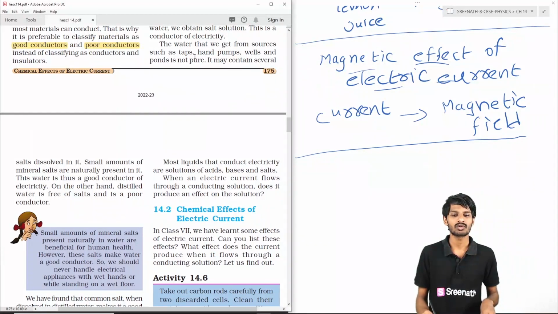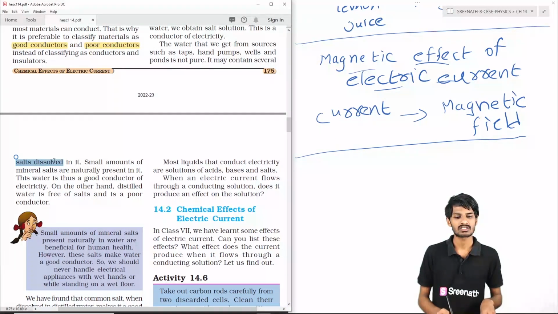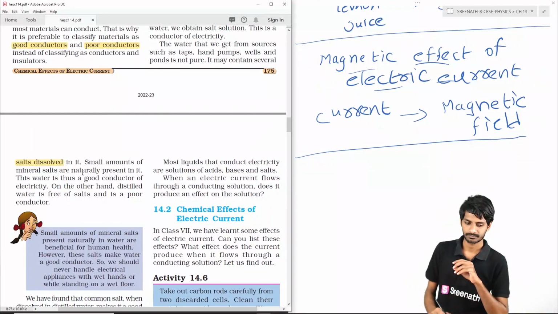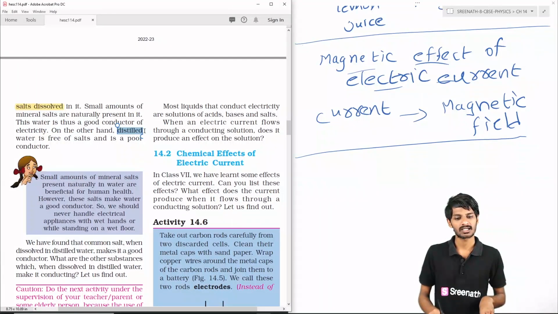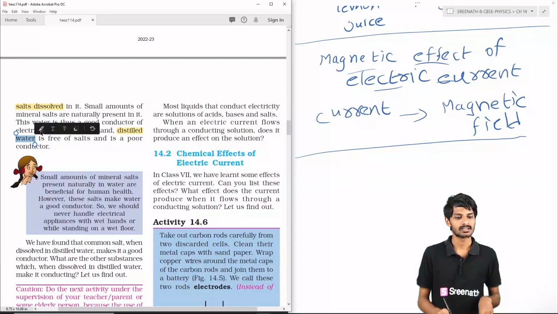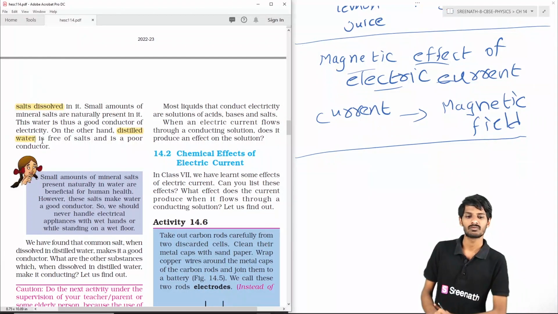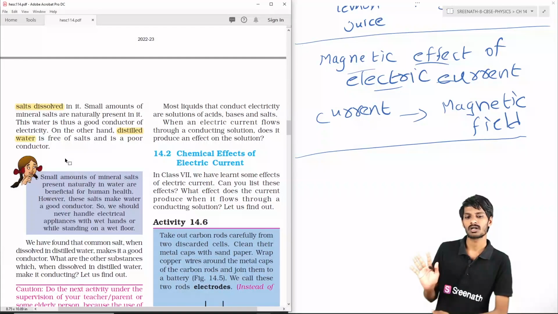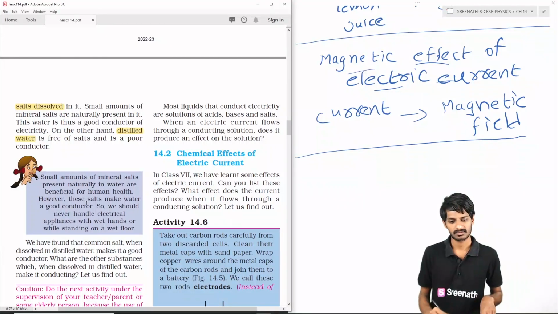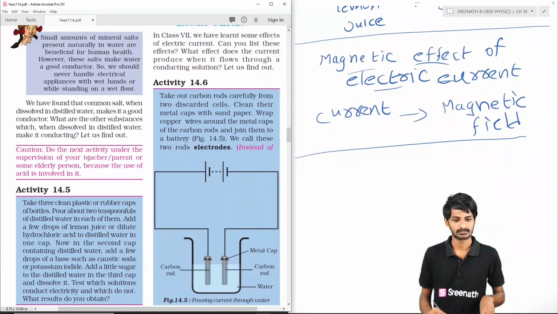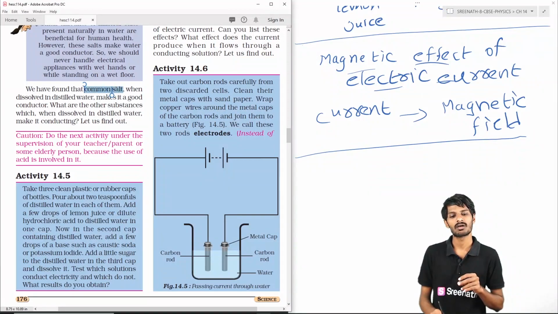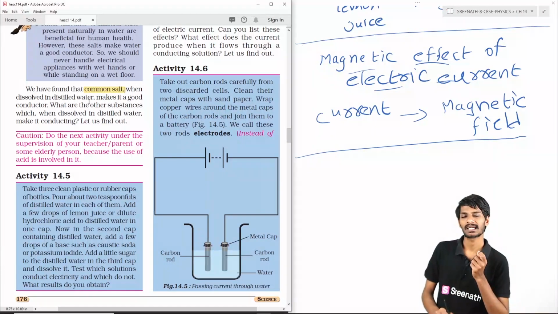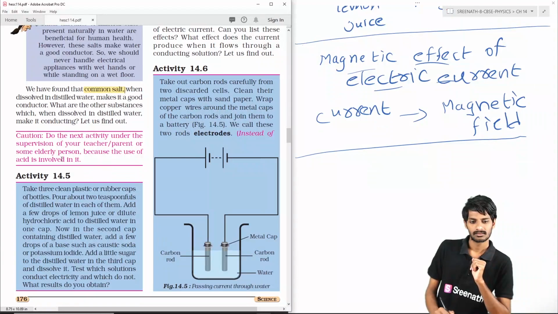The tap water you are having has several salts dissolved in it, students. On the other hand, distilled water is a poor conductor, students. So it does not allow current through it. Why? Because in distilled water there are no salts. One more thing: if you add common salt to distilled water, it becomes conducting. That is the case, students.